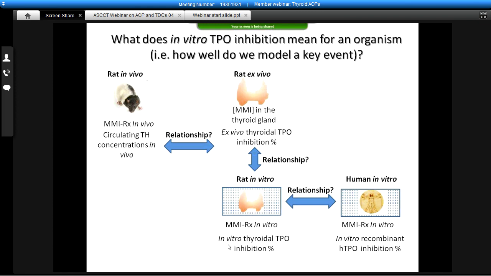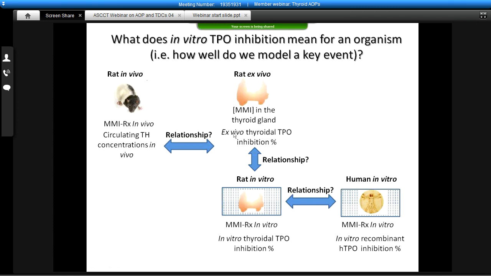But first, what does in vitro TPO inhibition mean for an organism, i.e. how well do we model a key event? So what I'd like to do is take rats that we expose in vivo to methimazole, measure their circulating thyroid hormone concentrations in vivo, and then remove their thyroid glands and use them to make microsomes to then test in the thyroperoxidase inhibition assay. This would give us what I'm calling ex vivo thyroidal TPO inhibition. We could then potentially relate this to what the concentration of methimazole was in the thyroid gland in juxtaposition to what the oral dose was for methimazole.